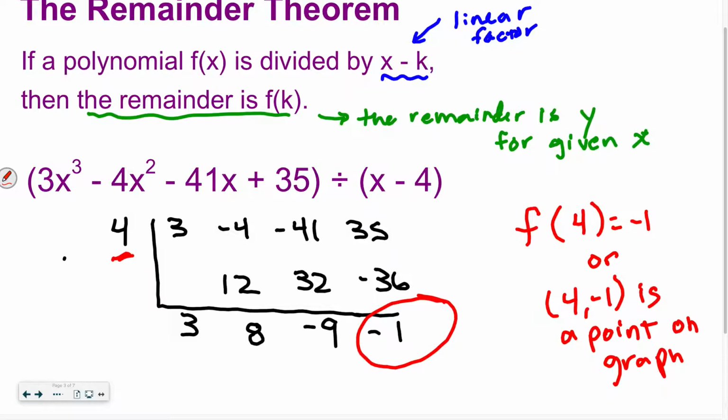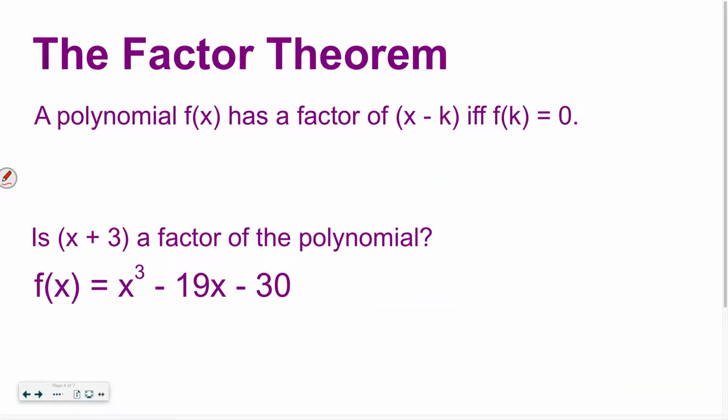But what would be really interesting is if my remainder came out to be what value? 0, because then what special kind of point would I have? A zero, which looks like an x-intercept on our graph, right? So that's where we're going with this. The remainder theorem gives us our y values for the function. But wouldn't that be wonderful if we got 0? Because then we know it's an x-intercept, it's a solution to the polynomial. So we're headed to the factor theorem next.